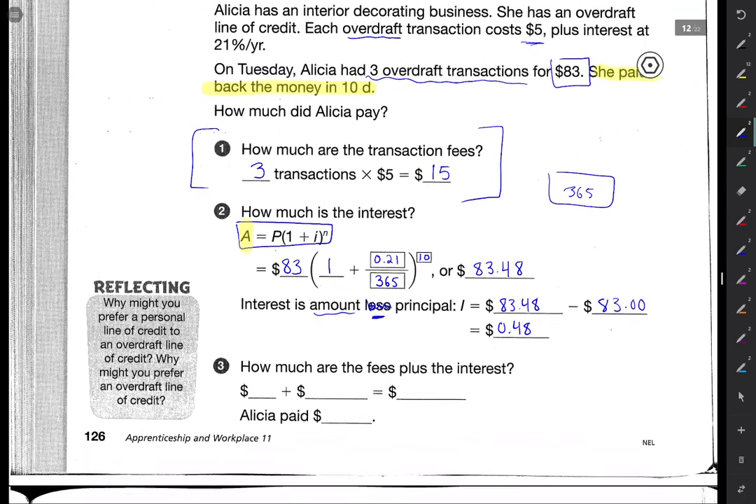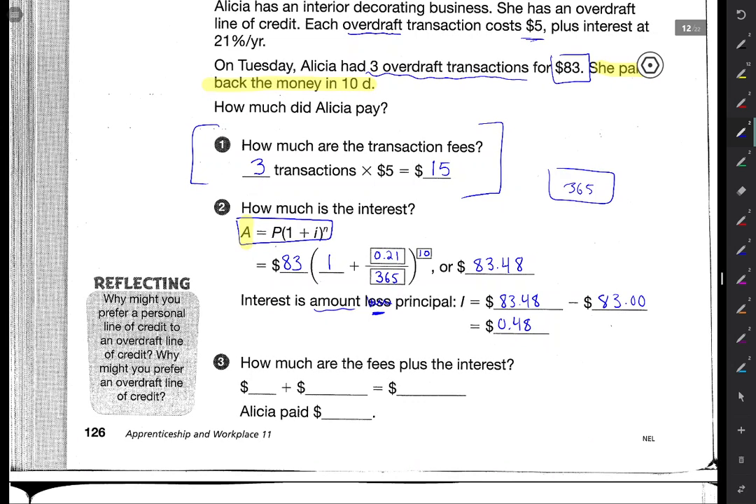So now in the final step, it says how much are the fees plus the interest. So the fees we said was $15. That was for those 3 transactions. And then we're going to add the interest to that, which was 48 cents. So in total, Alicia paid $15.48. And that was because she borrowed that $83 from her overdraft. So that's the interest and the transaction fees she had to pay in order to do that.